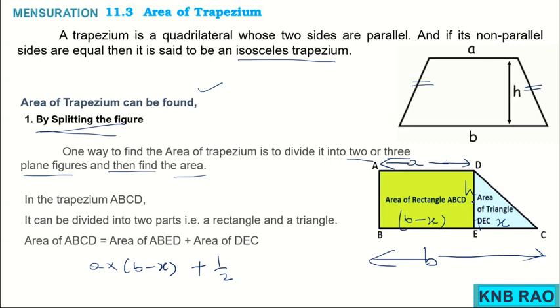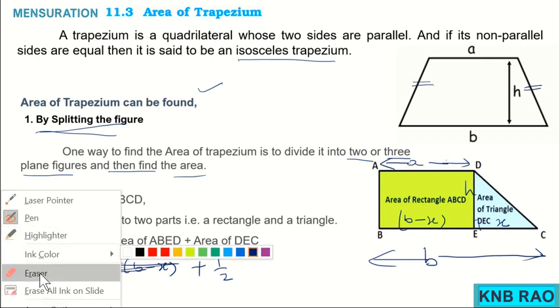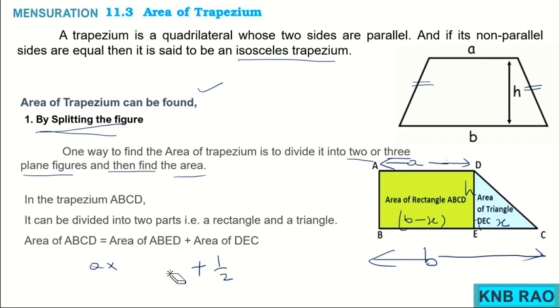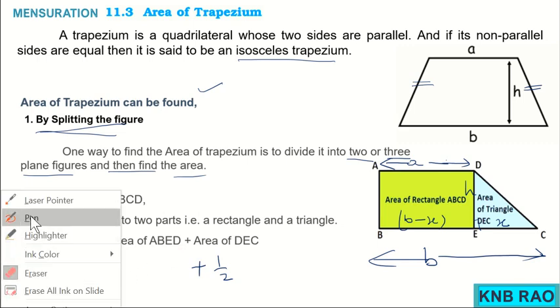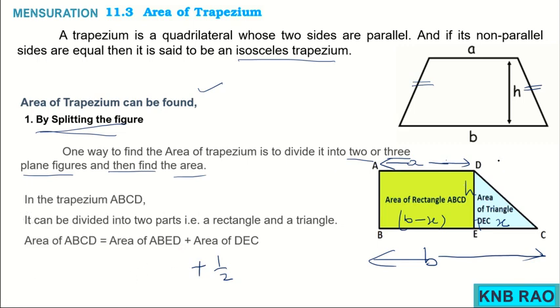Here I have taken H into... let me wipe out here a little, children. Here A is equal to B minus x. That means x is equal to B minus A. Remember that x is equal to B minus A.